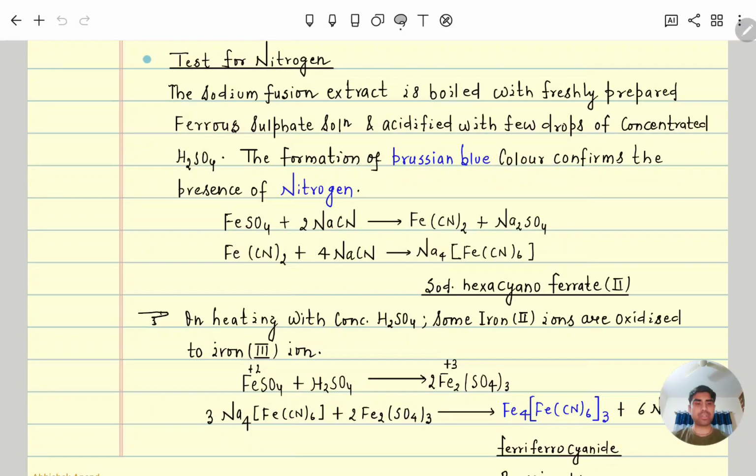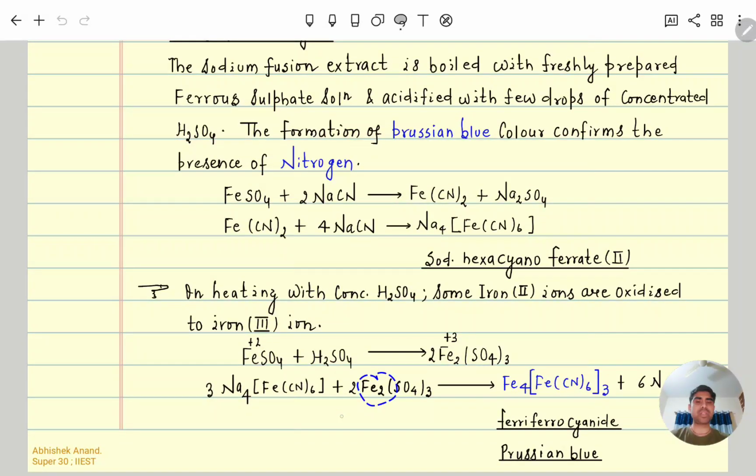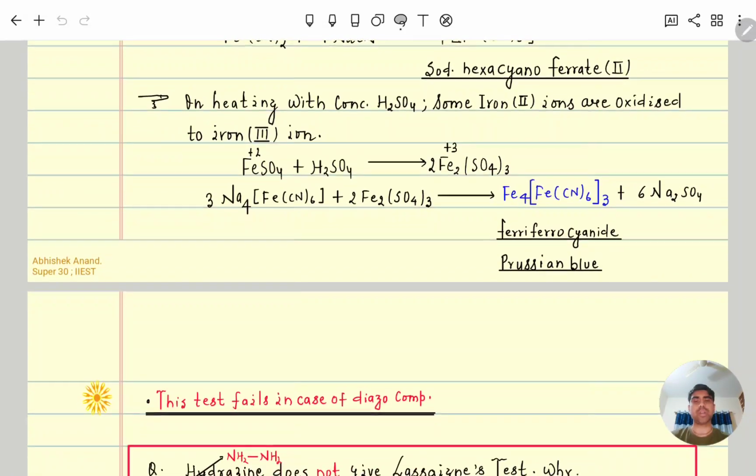So in detection of nitrogen, what are we doing? The sodium fusion extract NaCN reacts with FeSO4, a double displacement reaction happens, forming Fe(CN)2, which further reacts with NaCN. So it forms Na4[Fe(CN)6], sodium hexacyanoferrate, and that again reacts with iron +3. So it forms ferriferrocyanide, Prussian blue color. So detection of nitrogen is done.